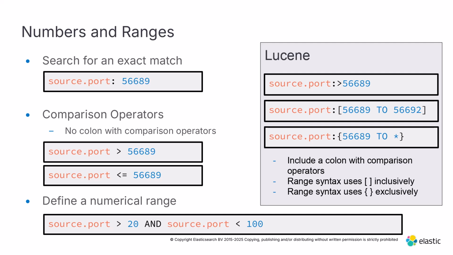Lucene does use colons. You can do a range of, including these numbers, with square brackets, and then if you use curly braces, which will exclude the values here.